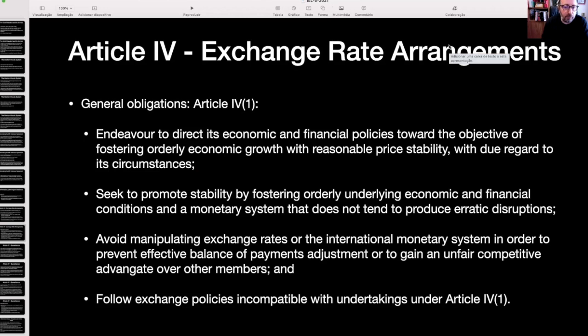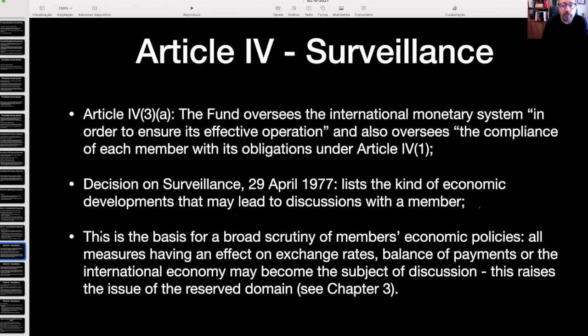They are still under an obligation to avoid manipulating the exchange rate. So this is an area where you still have hard law, so binding obligations in this area. And then this very broad commitment that they cannot follow exchange policies that are incompatible with undertakings under Article 4. Okay, so they're not allowed to do that, but other than the places where you have rules, then the question is, how do you enforce this obligation?